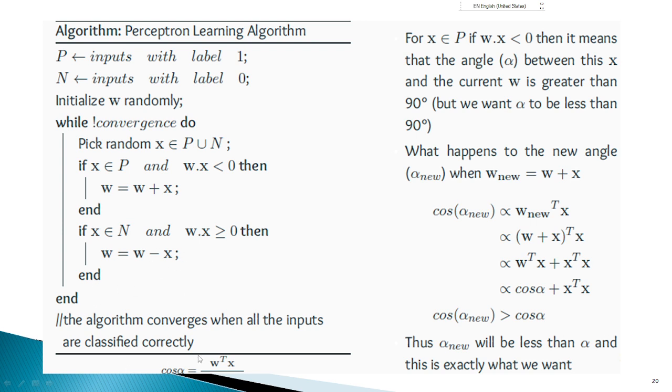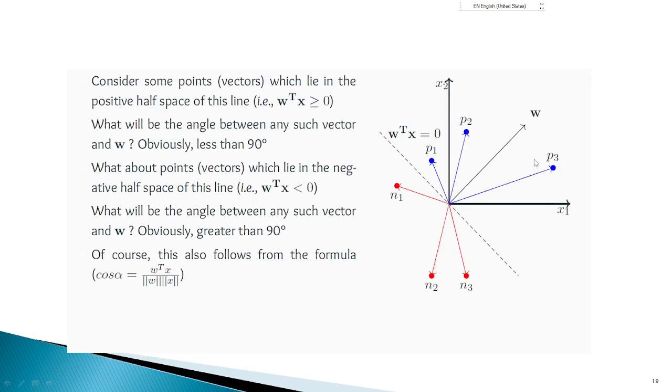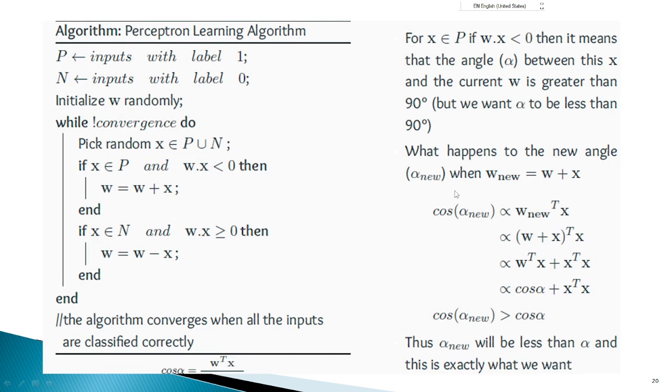How does this algorithm work? If for X belonging to P, W dot X is less than 0. But for P, obviously it has to be greater than 0. If W dot X is less than 0, it means the angle alpha between X and the current W is greater than 90. Actually, we want it to be less than 90 degrees for P1, P2, P3. So what do we have to do? W equals W plus X.